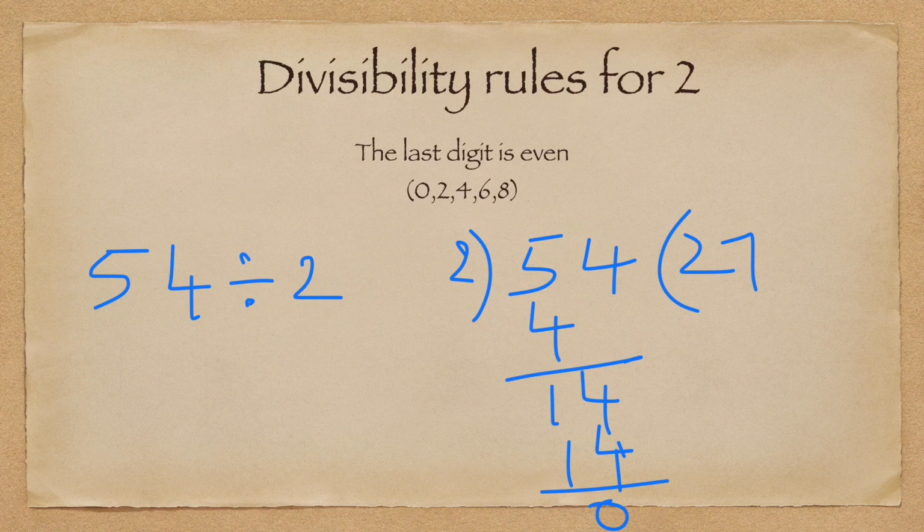Divisibility rule for 2. The last digit should be an even number. What is an even number? Any number which has the units digit as 0, 2, 4, 6 or 8. Let's see the example. 54 divided by 2. We get the remainder as 0 and quotient as 27, which is a whole number. So this rule is satisfied for 54 when we divide it by 2. So we can say 54 can be exactly divided by 2 using this divisibility rule. You can also see that in the units place, the ones place, 4 is an even number.